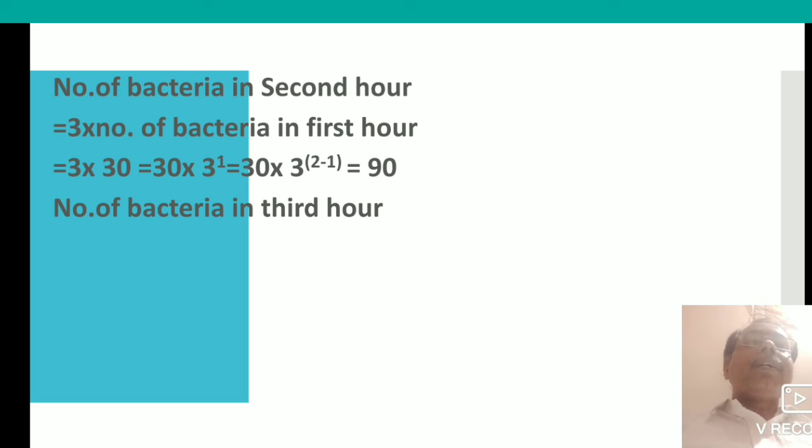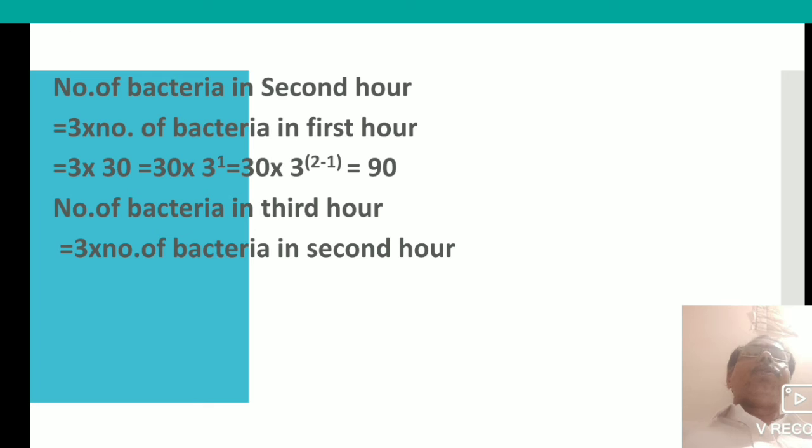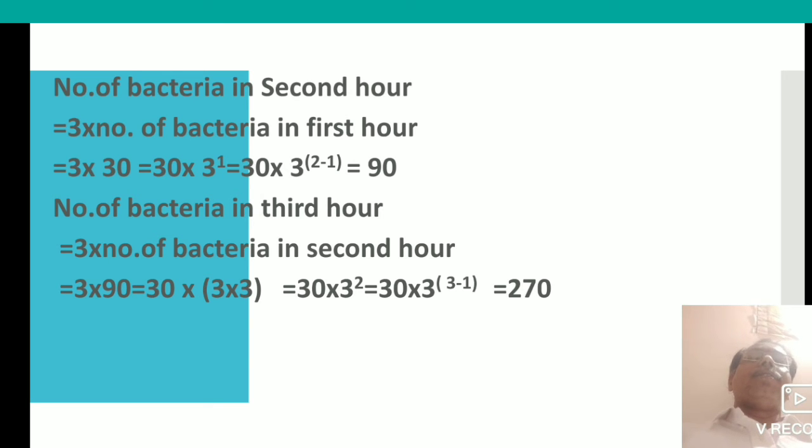So the number of bacteria in the 3rd hour, can you say? Yes, 3 into the number of bacteria in the 2nd hour, that is 3 into 90, that is 270. Here also we have to write the same pattern. So 3 into 90 can be written as 30 into 3 into 3. Why? Because this 90 is nothing but 3 into 30. So 30 into 3 into 3. Here we have 30 common in all terms. So 30 into 3 into 3 is nothing but 3 to the power of 2.